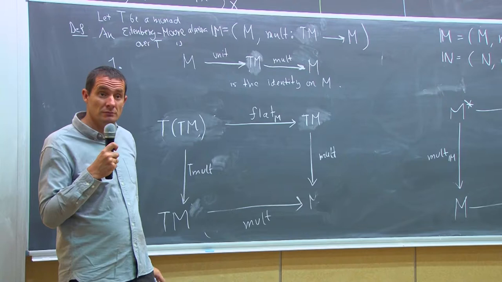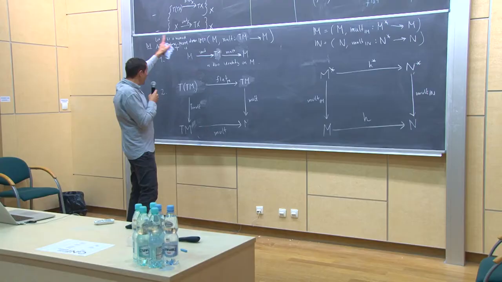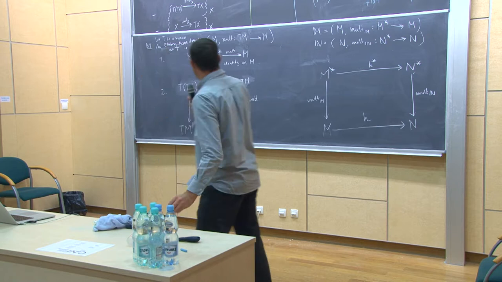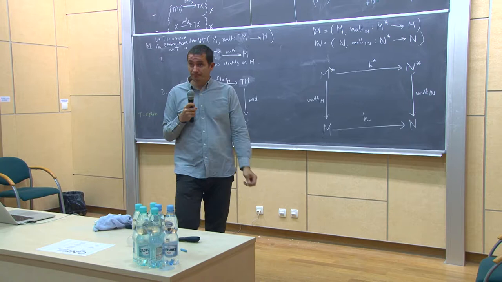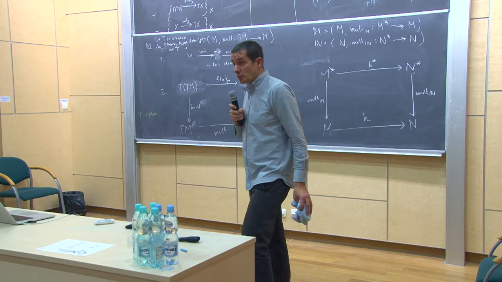Okay? And that's the full definition of an algebra. I will also call these things T-algebras. So instead of saying Eilenberg-Moore algebra over monad T, I would say T-algebra. And now if you instantiate T to be the monad of finite words, you will recover a monoid.